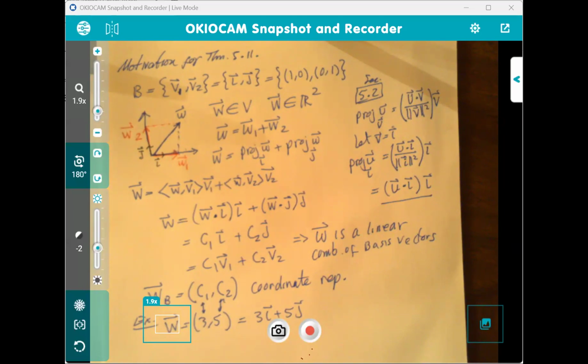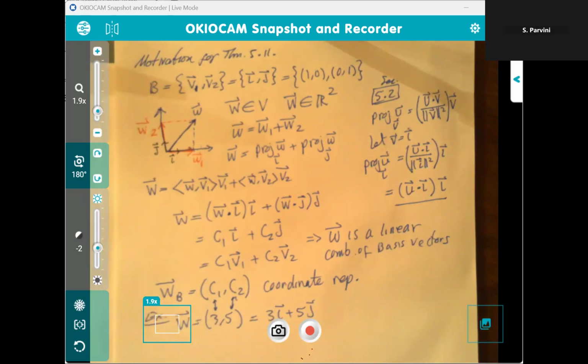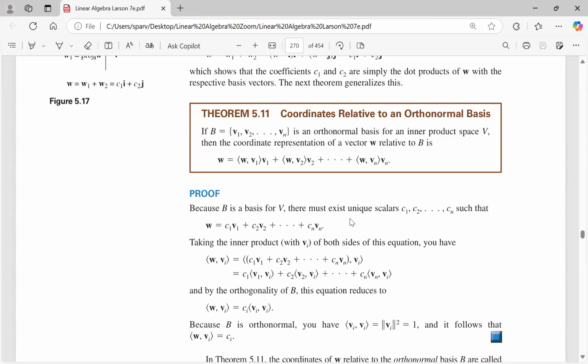All right, so again, before the break, we just looked at this example, which I called motivation to theorem 5.11. So let's actually now go to that theorem 5.11. So I'm going to go to the page of the book. All right, so here's 5.11, and hopefully now this theorem makes sense.